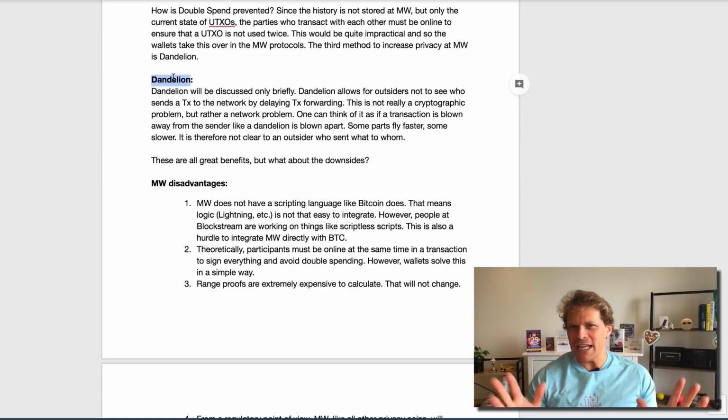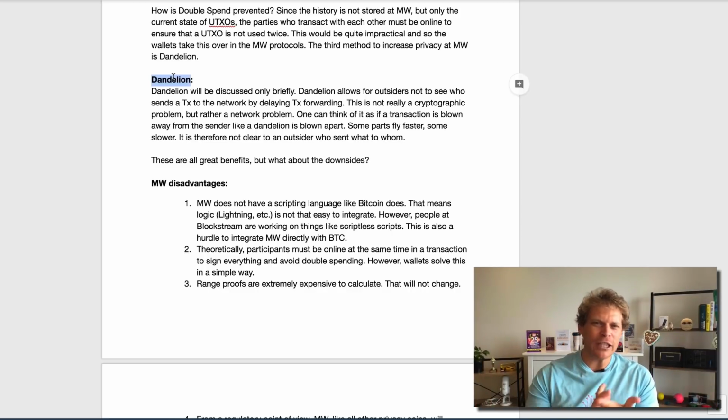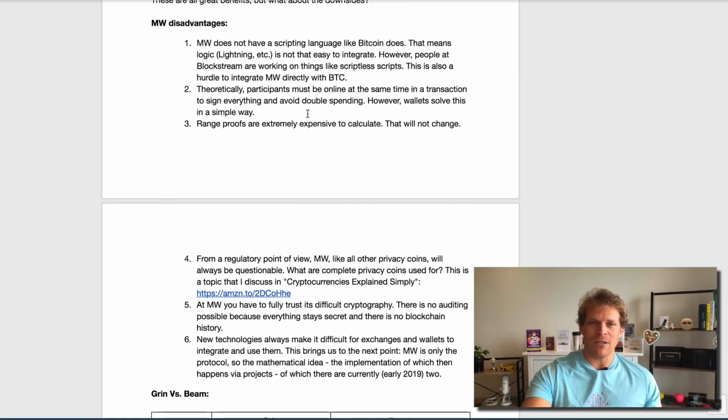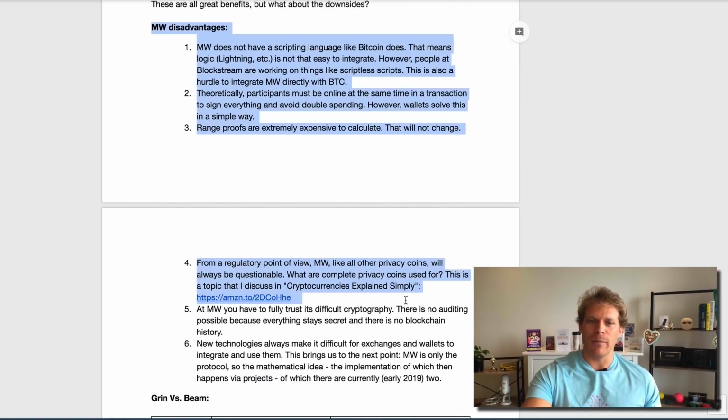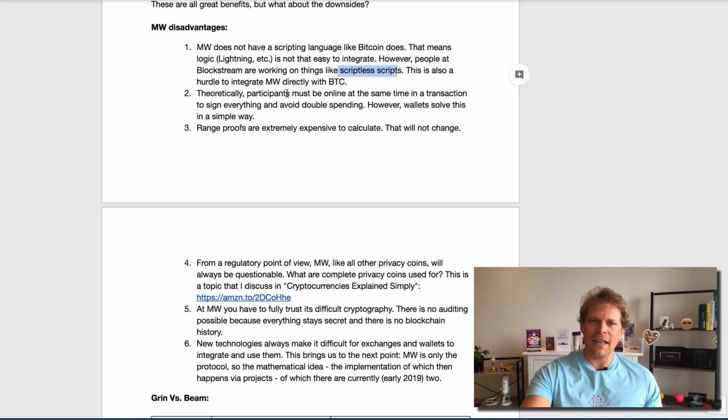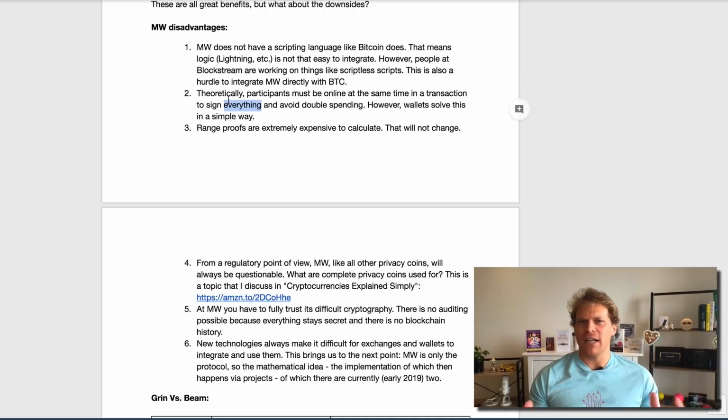So we have all these exciting upsides, right? We have very small size, we have really great privacy, but then there must be downsides. And there are downsides. So if we look here at Mimblewimble downsides, well, it's very straightforward. We don't have a scripting language like Bitcoin does. We need this for logic. So we need to see how scriptless scripts would work. It's important. The second thing is, we covered this, people should actually be online at the same time.